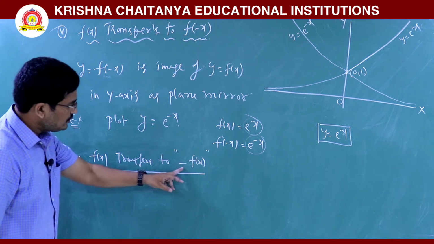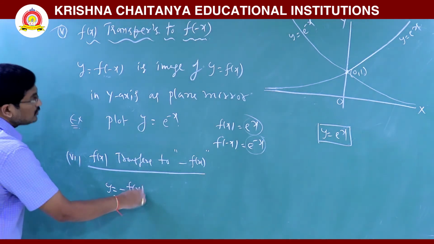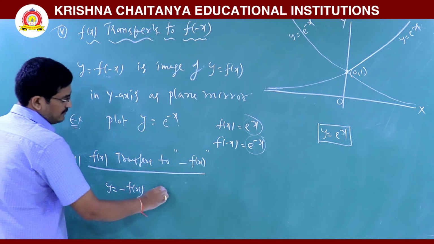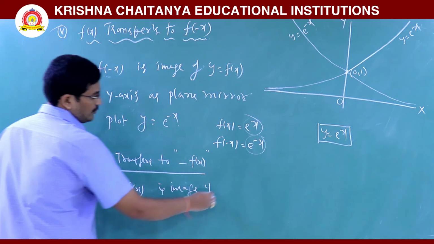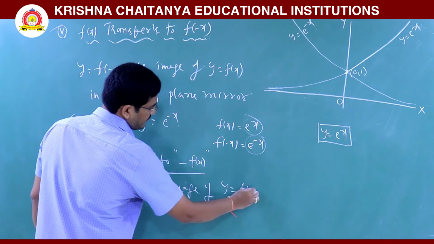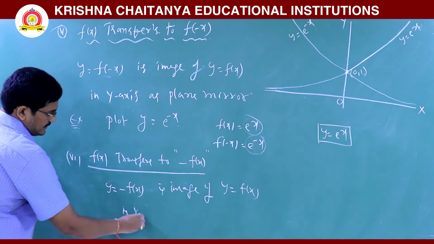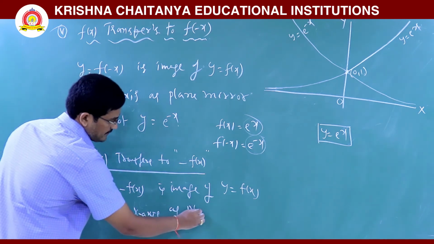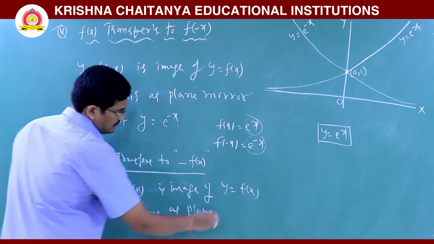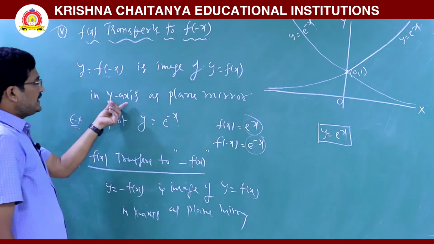So to get the curve y equal to minus f of x, this one is the image of y equal to f of x in x-axis as plane mirror. I have understood. So with respect to y-axis, it is a plane mirror.